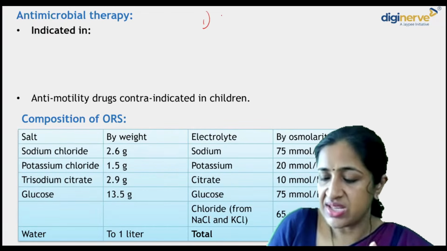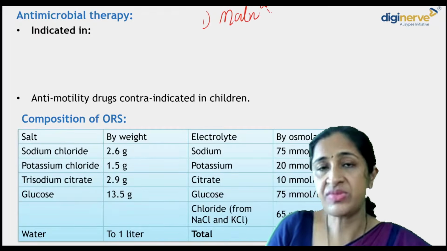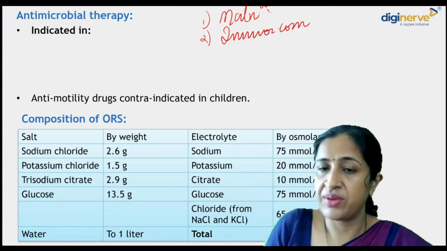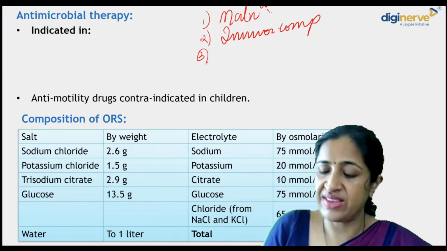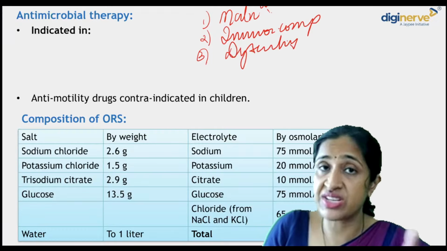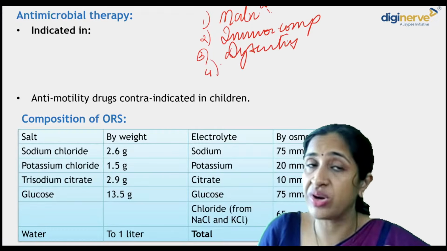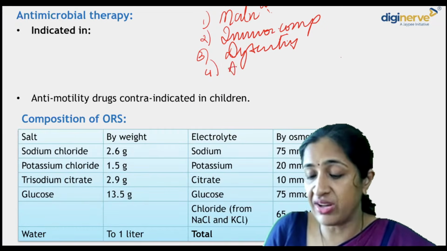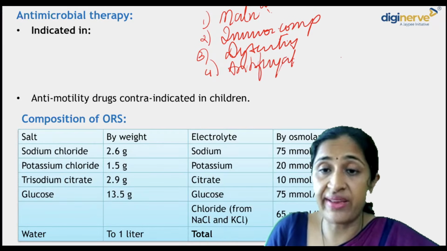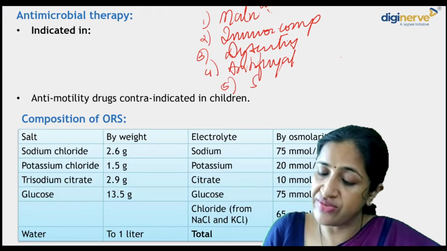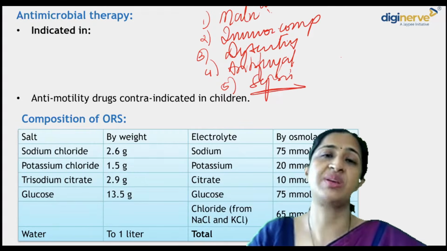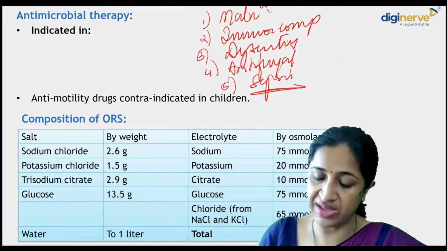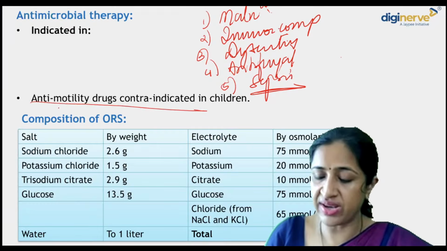We use in severe malnutrition, immunocompromised, HIV child, when there is dysentery. The dysentery essentially is bacterial infection, enterohemorrhagic E. coli, Shigella, Salmonella, things like this. Then you're going to use antifungal therapy in fungal diarrheas. You will use when there are signs of sepsis or septicemia, meningitis as a complicated diarrhea. That's when you're going to use antimicrobial therapy. Anti-motility drugs are contraindicated in children.